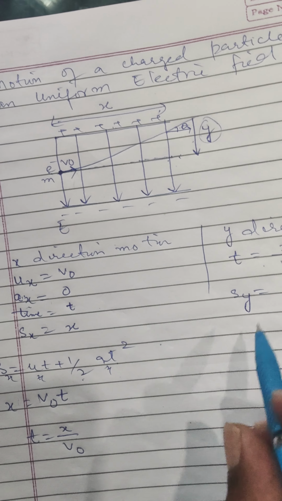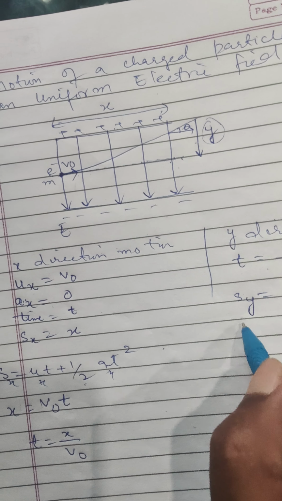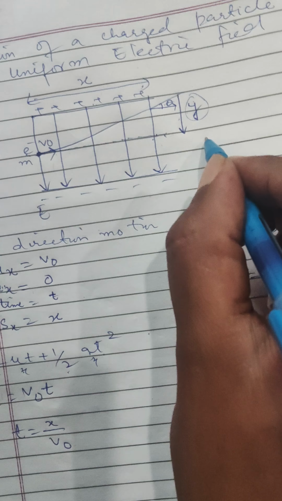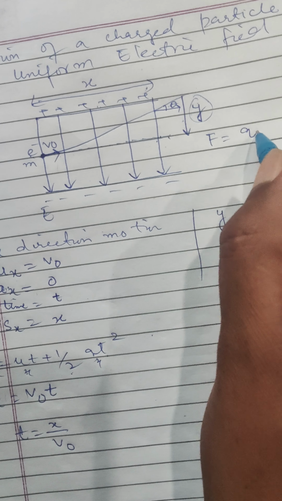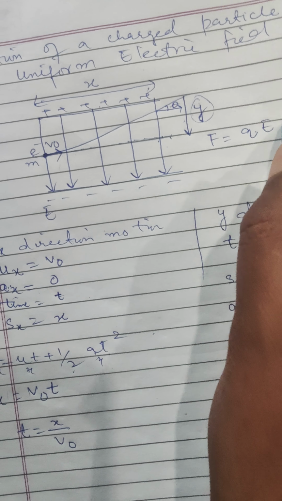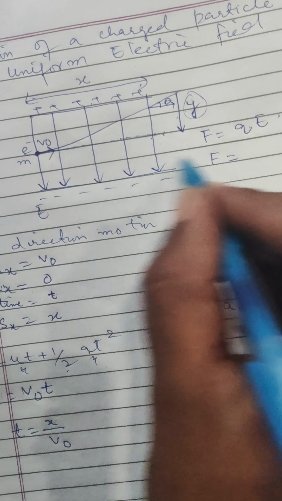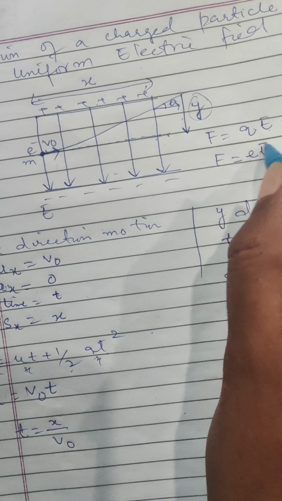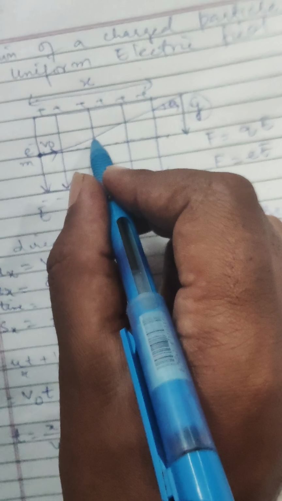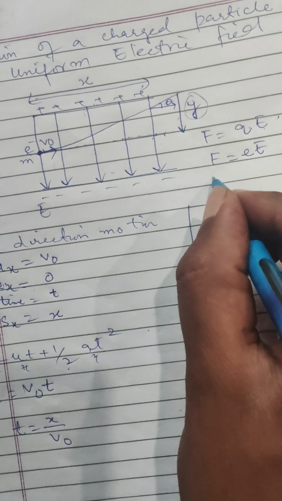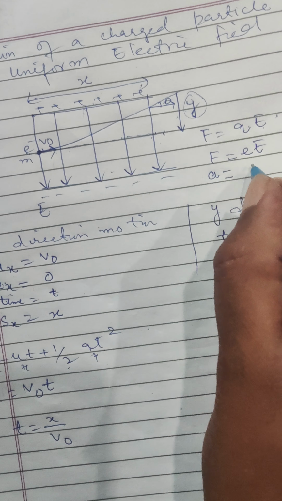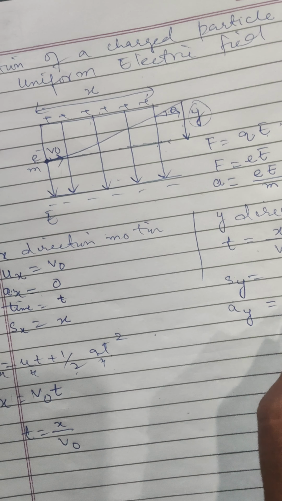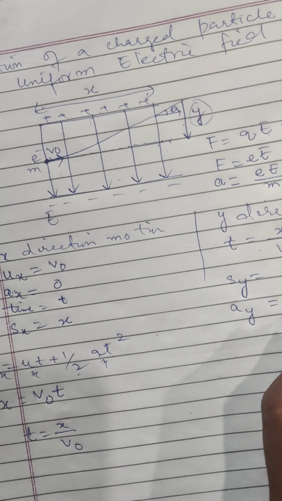Now we have to calculate acceleration in y direction. The force in an electric field is always qE, charge times the electric field. The charge on this electron is e, the electric field is E, so eE is the force. So the acceleration this positive plate will apply on it is force upon mass, so eE upon the mass of the electron, m. So acceleration in y direction is eE upon m.